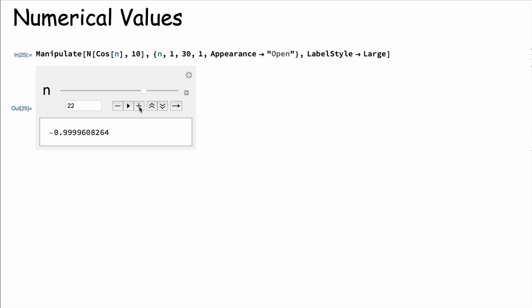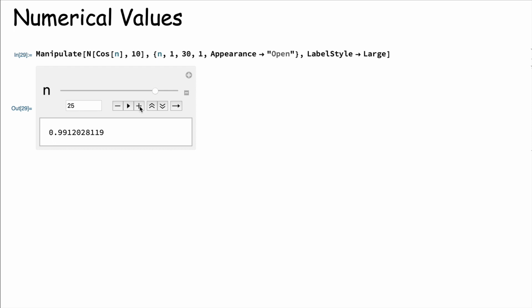Cosine of 22 is about negative 0.99996. That is 0.00004 units away from negative 1, within 10 to the negative 4, for example. Continuing, letting n be 23, 24, etc., do I ever really get close to positive 1? There's a number pretty close to positive 1, within 0.01.